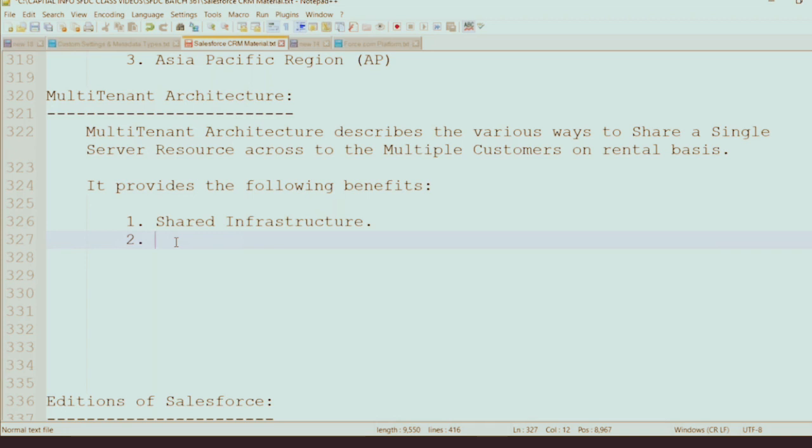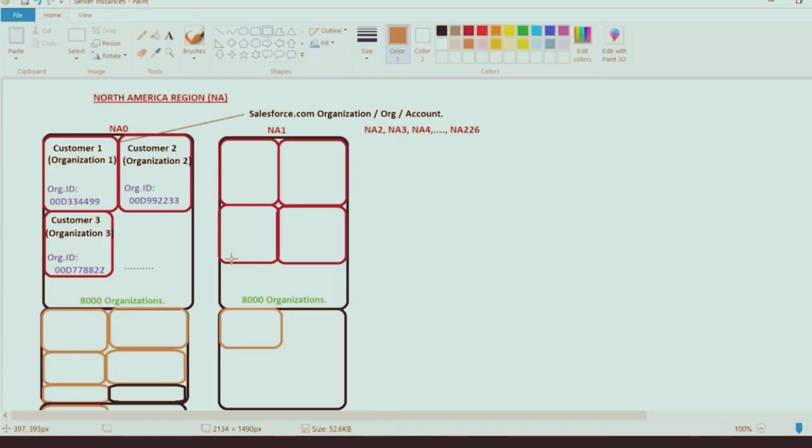All of you are aware of this one. Let me explain a small general scenario so that you can understand this multi-tenant architecture and the server instances concept very easily. This server instances concept is not a new concept. It's a very regular concept which all of you are aware of. Let me explain with a small scenario.